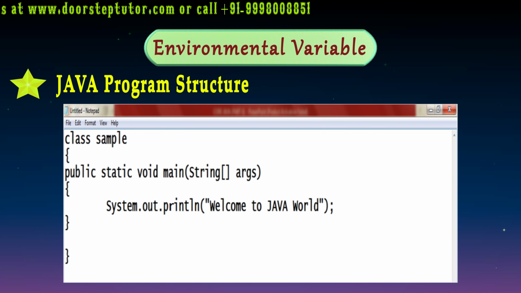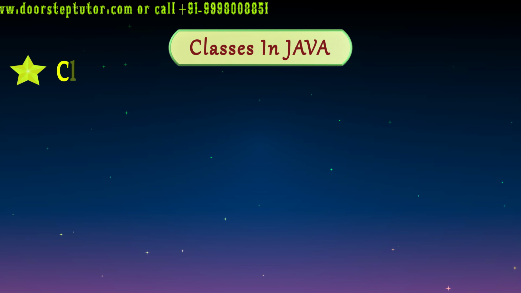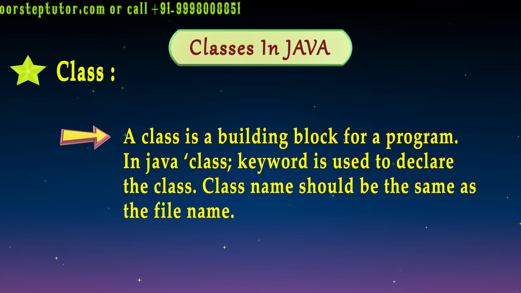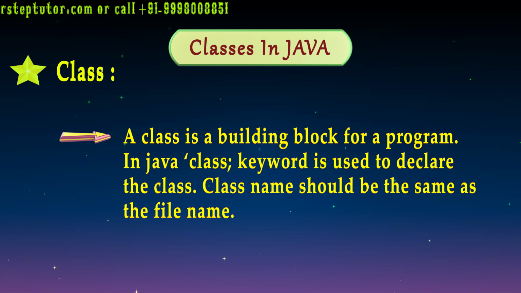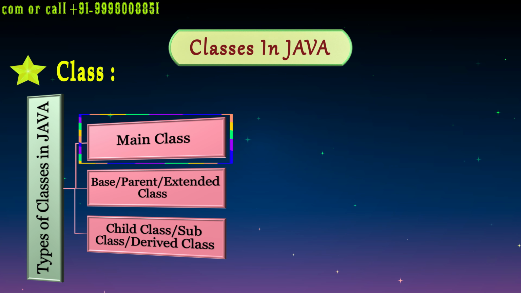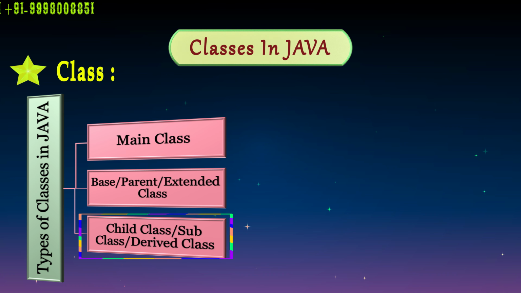So let's discuss the things that we have used in the Java program. First we have created a class. Class means an encapsulation block in which we have a set of instructions that need to be executed. We have in total 3 types of classes. That is one main class that we have just studied now. Then we also have the base class, which is also called parent or extended class. Then third is the child class, subclass or derived class.